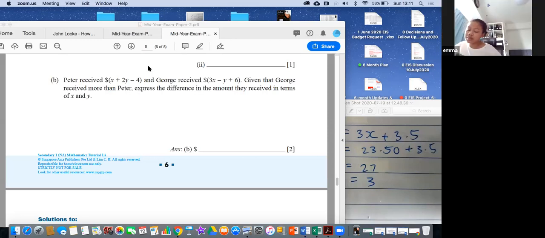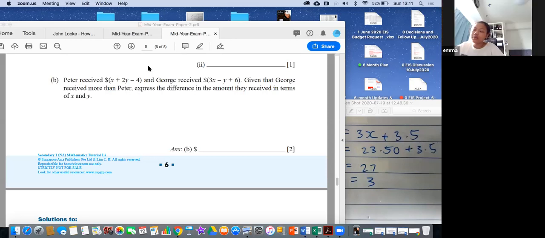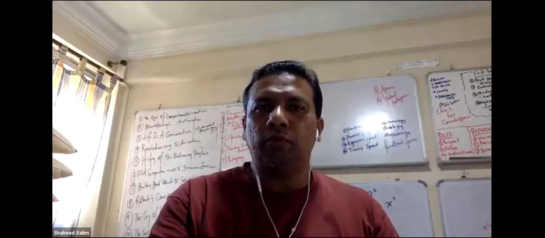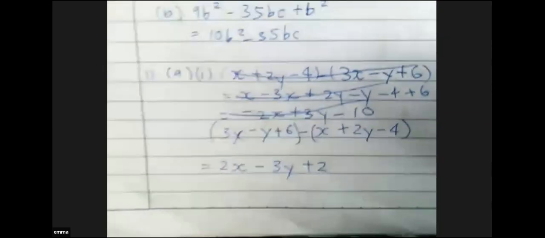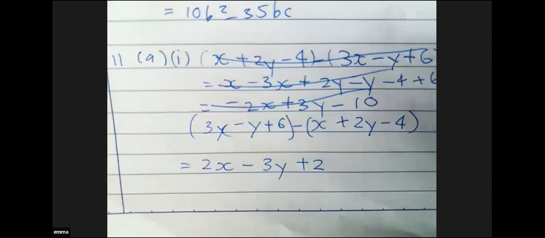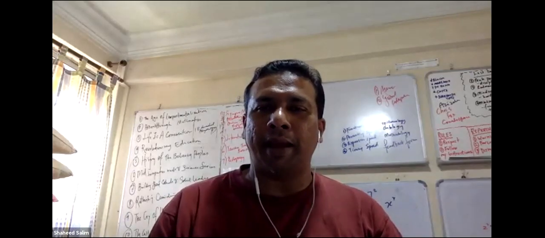Two x minus 3y plus 2. Plus how many? 2x minus 3y plus 2. Okay, show me your working. Oh, then you did it mentally. You see the last one, minus and minus.